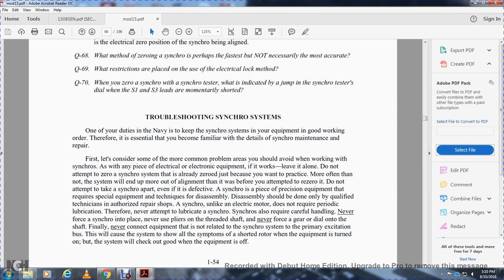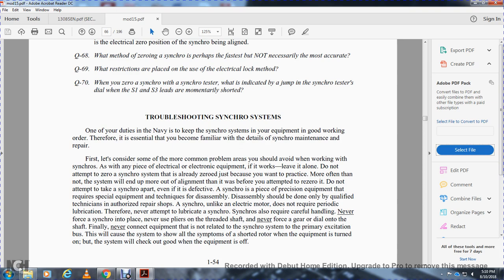Synchros, unlike electrical motors, do not require periodic lubrication. Therefore, never attempt to lubricate them. Synchros also require careful handling. Never force a synchro into place, never use pliers on a threaded shaft, and never force a gear onto the shaft or file it. Never connect equipment not related to the synchro system to the primary excitation bus.